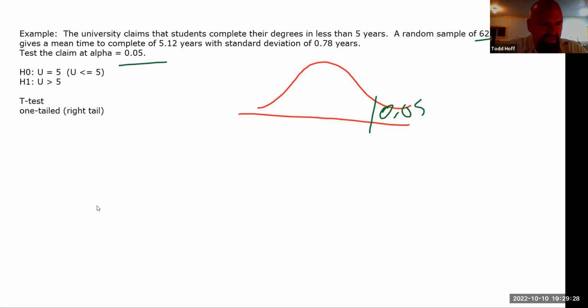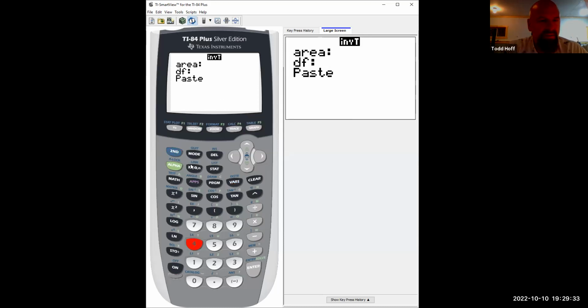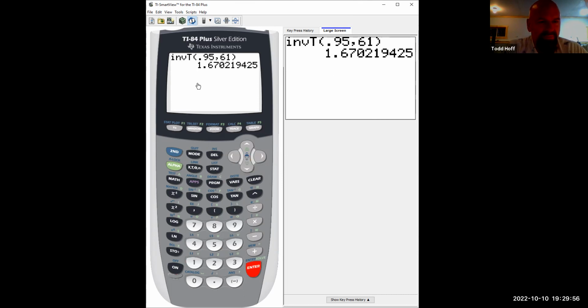We're going to do second distribution, inverse t. Our area, now this is always the area to the left. So we've got 0.05, but that's on the right tail, so it'd be 0.95 to the left. Degrees of freedom, so sample size of 62. Degrees of freedom is always one less than the sample size. That's 61. Now we paste it in. And we get 1.670 is our critical value.